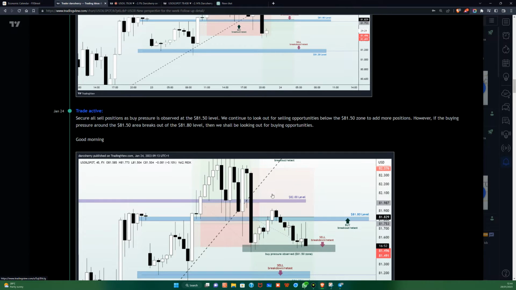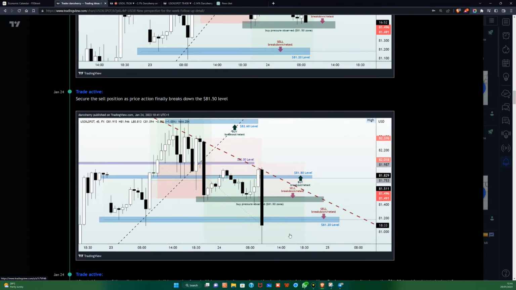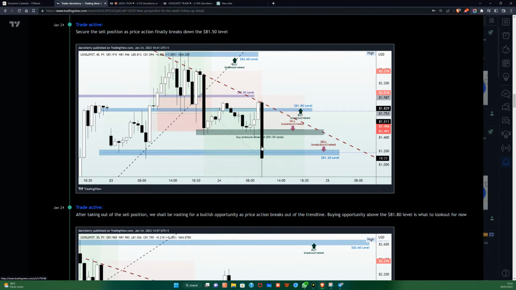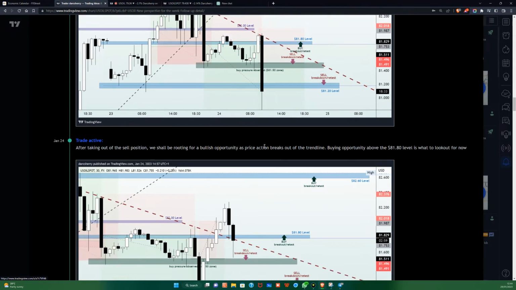But price action witnessed some buy pressure around the $81.50 level to make us move our stop loss to lock in some profit or protect our position against any sudden pullback. We actually saw a sudden pullback. Price came back into the $81 level, but we were not taken out of our position as we saw this engulfing candle do a final breakdown of the $81.50 level.